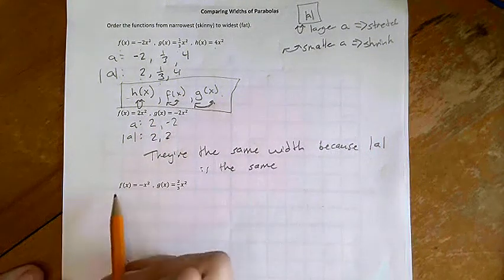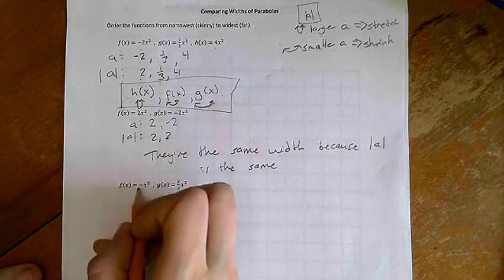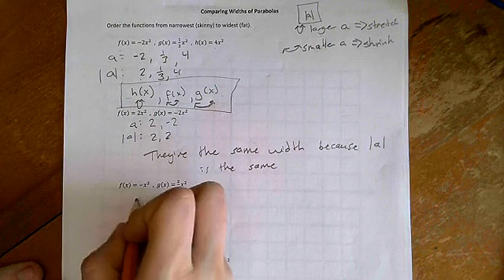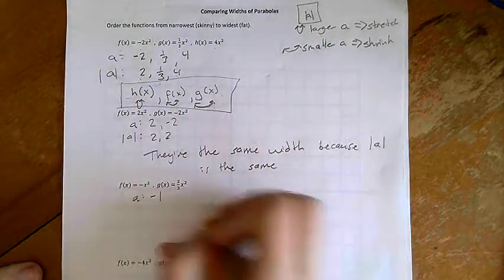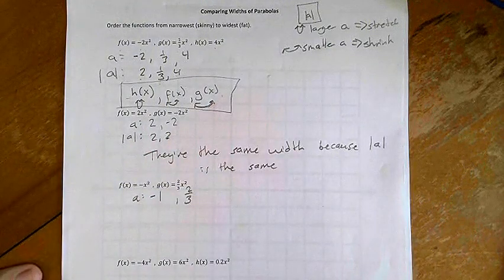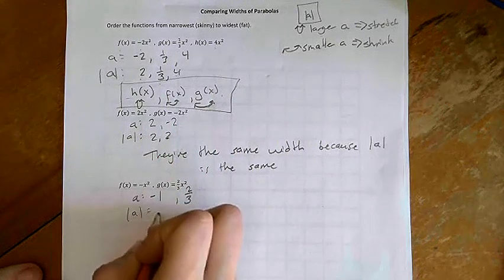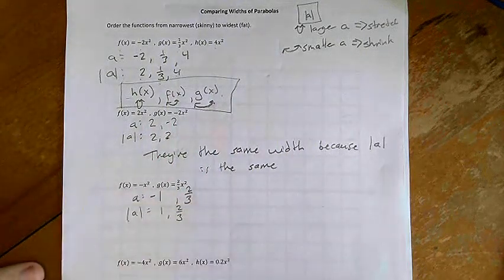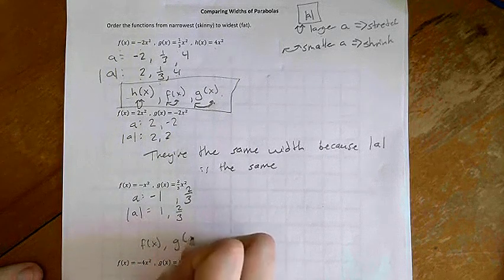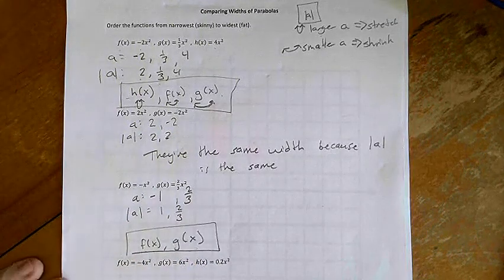All right, what about for f of x equals negative x squared and g of x is 2/3 x squared? There's actually a ninja number here, right? Negative x squared is really an a value of negative 1. And then g of x has an a value of 2/3. So which one is bigger when we take their absolute value? 1 or 2/3? Well, the 1 is. So that means that f of x and then g of x is how they go from narrower to wider.